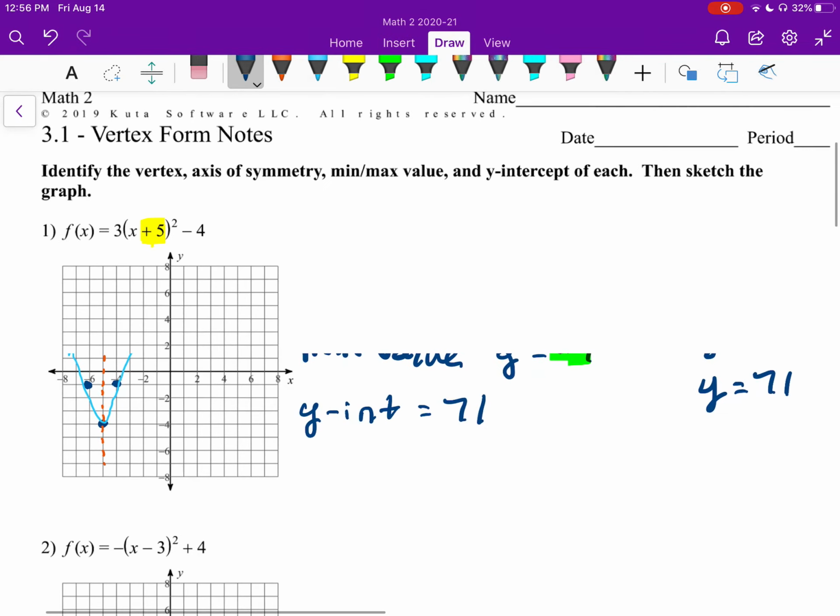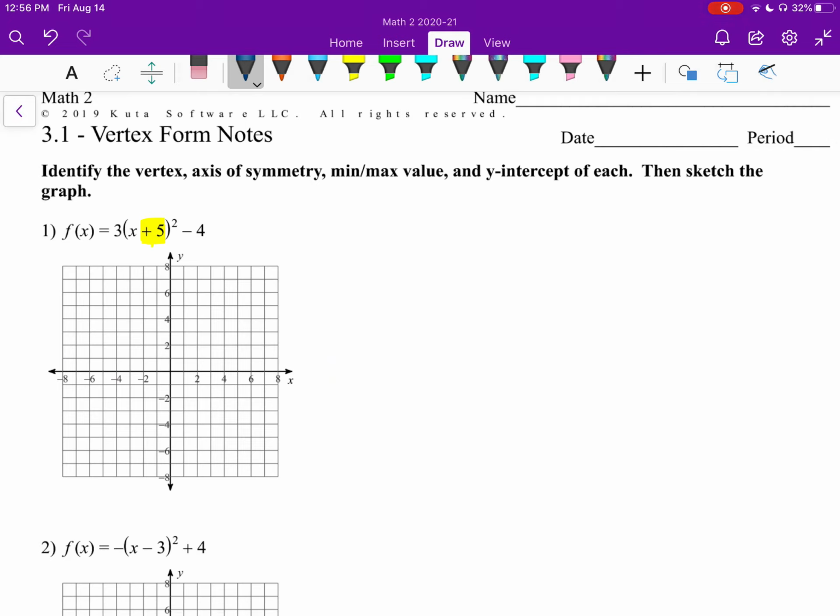Identify the vertex, the axis of symmetry, the min or the max value, and the y-intercept of each. Then sketch the graph. Okay, so we've already talked just a little bit about the vertex. The vertex is a point like (x, y). The x is going to be -5 here, right? Because it's listed as +5, but we have to flip it. And then we've got -4. And you don't have to do anything special with the -4. It stays a -4. So let's go ahead and graph that on here. There's our vertex.